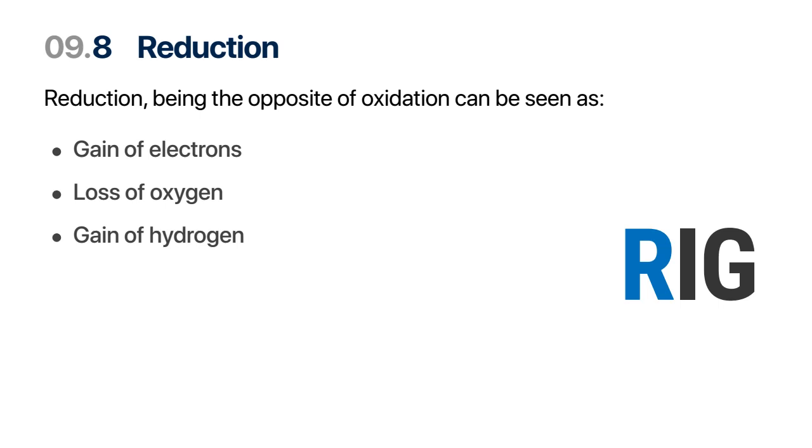So quick recap, we talked about how oxidation is considered loss of electrons, but it's also considered a loss of electrons, gain of oxygen, or a loss of hydrogen, right? So reduction, being the polar opposite, is considered gain of electrons, loss of oxygen, or gain of hydrogen, right? Just straightforward.